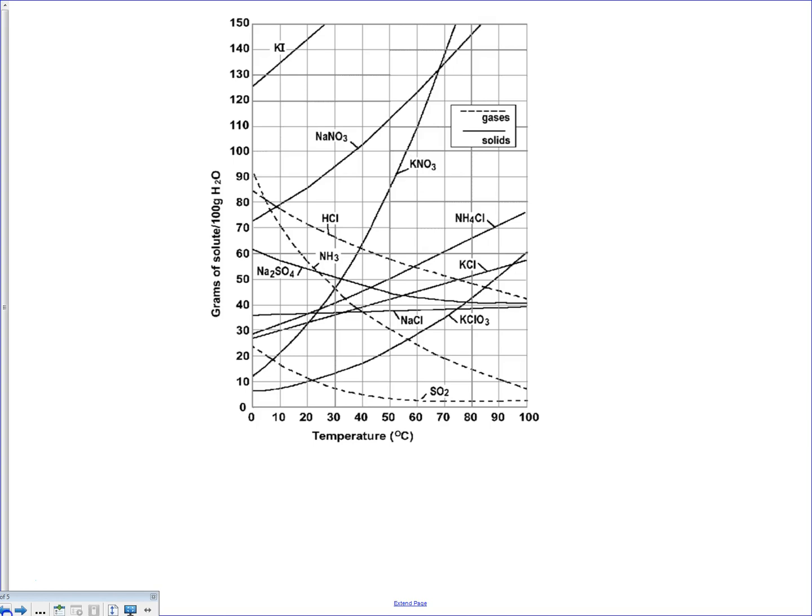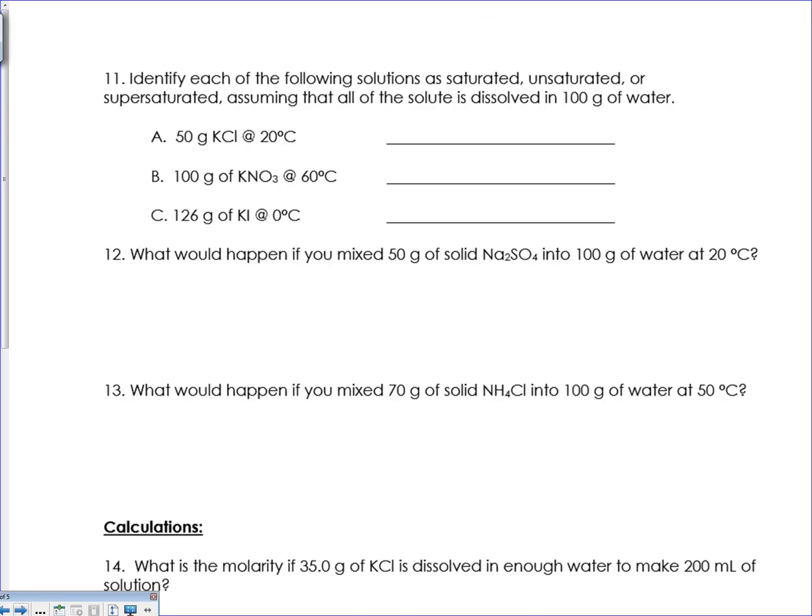And then the last one, 126 grams of KI at 0. So 126 grams, that looks like it's right here. For KI, that looks to me like it's right on the line. So that would be saturated. So fill those in. This one was supersaturated.